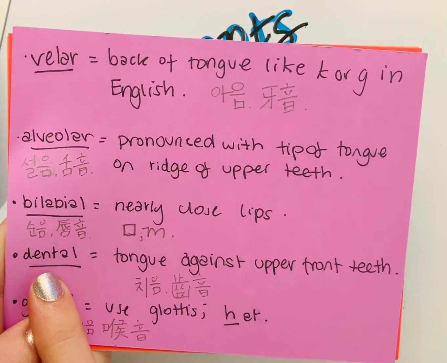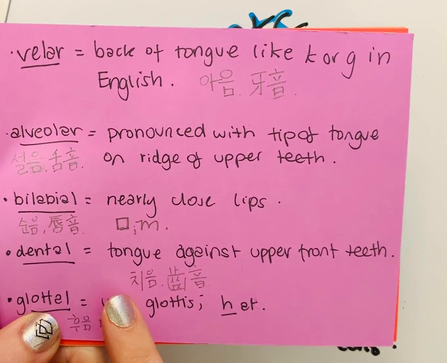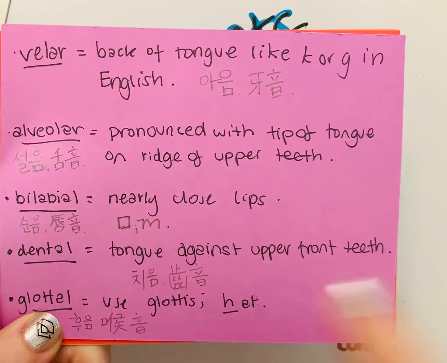Then we have dentals. This means that the tongue is against the upper front teeth. And this is called a 치음.